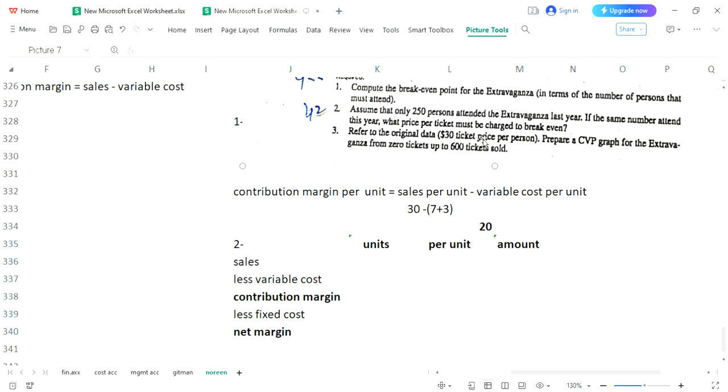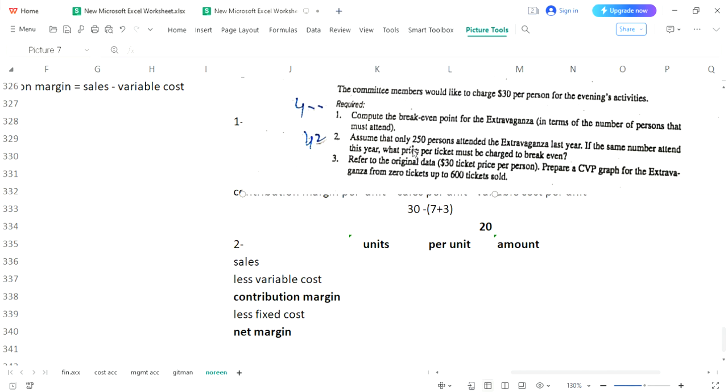For that we are going again 250% attended. It means units are 250 for both cost and revenue, as they will always be same for sales and variable cost. 250 persons are attending.